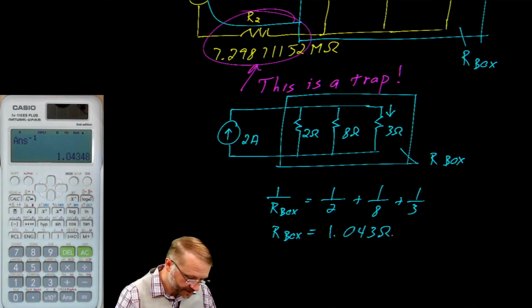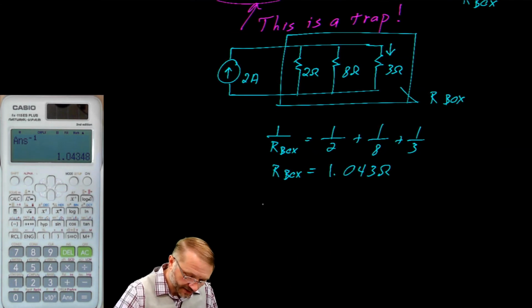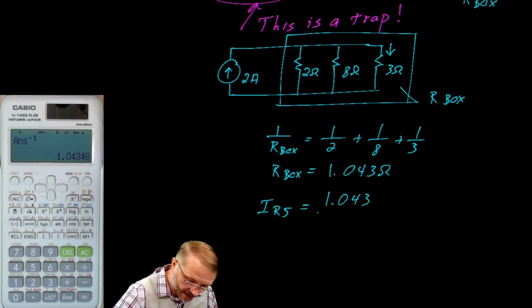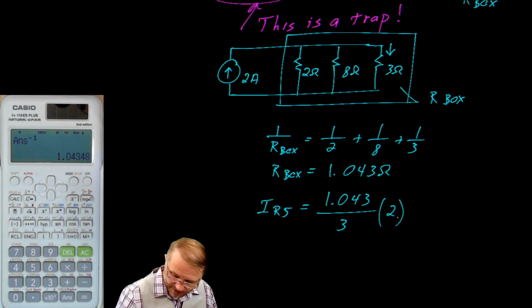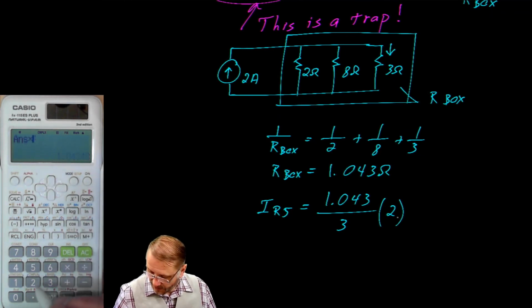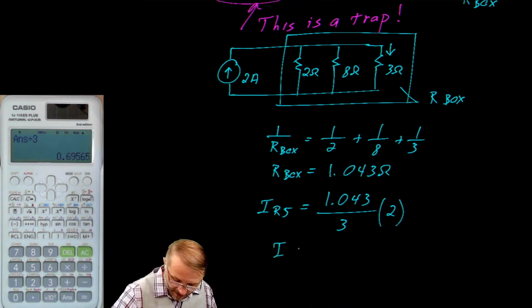1.043 ohms. And then using the current divider, the current on R5 is equal to 1.043 over 3 multiplied by 2. So that value times 2 divided by 3 gives us about 696 milliamps.